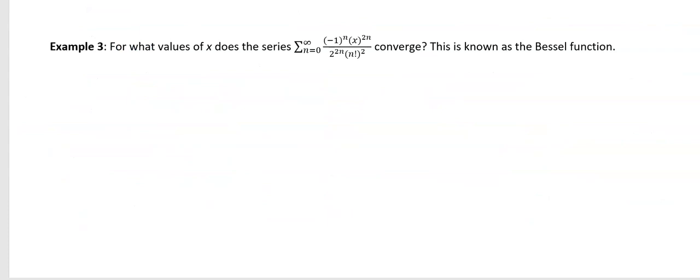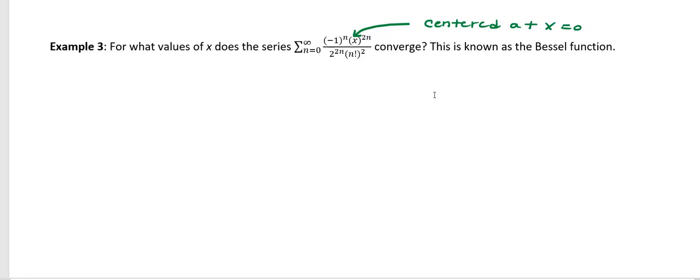And now on to example 3. This is going to be our last example for now. Example 3 says, for what values of x does the series from 0 to infinity of -1 to the nth power, x to the 2n power, over 2 to the 2n power times n factorial squared converge? Since there's nothing being added or subtracted from x, we can say that this is centered at x equals 0. And we'll need that for part of our answer, potentially.